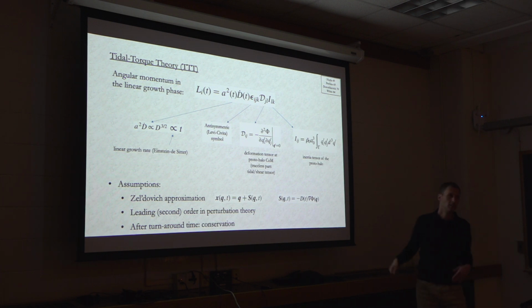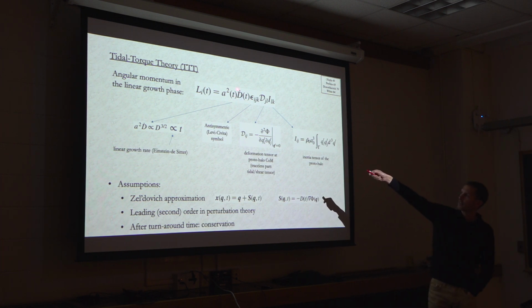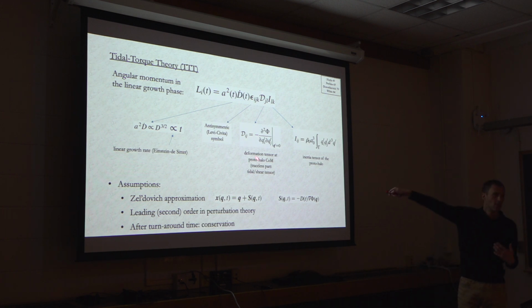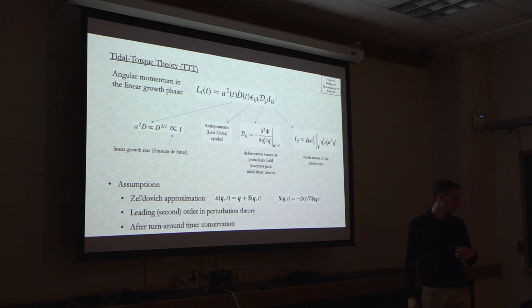So this is basically what the angular momentum in the initial phase is proportional to, and then it grows over time like this, which in an Einstein-de Sitter universe is simply proportional to cosmic time. So essentially what we have here is that the large-scale structure applies torques on the inertia tensor of the region that will collapse into a halo.